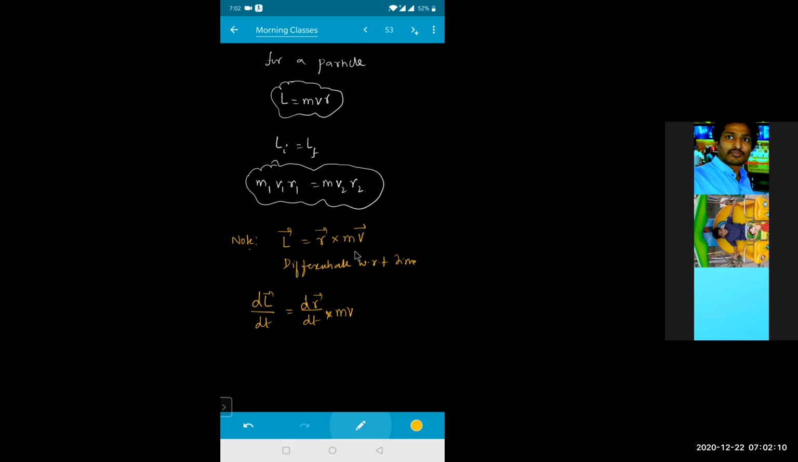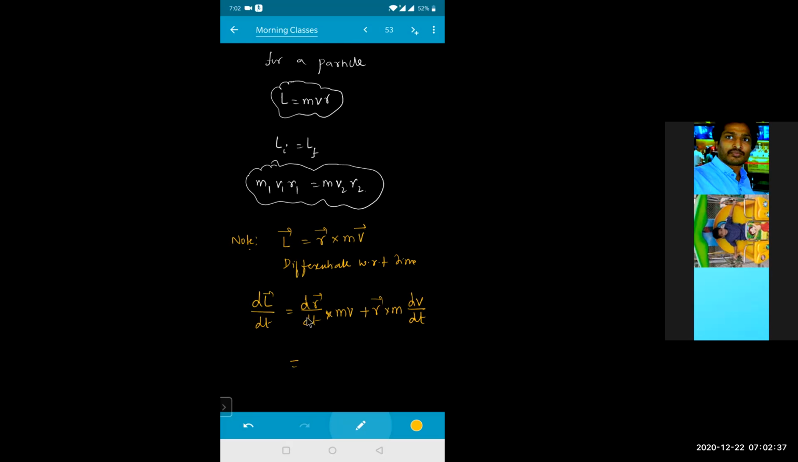Then in this one, keep the mass and the radius constant. So this will be equal to r bar into, this is nothing but m into dv by dt. Product rule, differentiation: keep the second term constant, differentiate the first term. Mass is a constant, r and m are constant, and velocity is differentiable. So it is dv by dt.